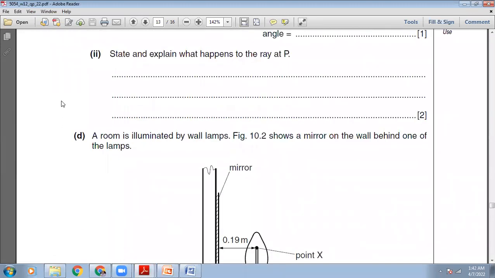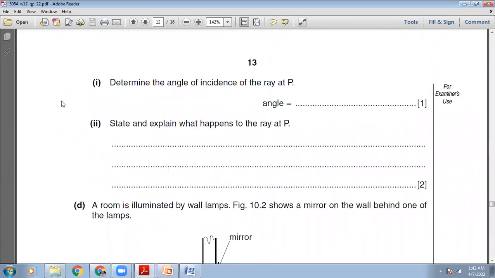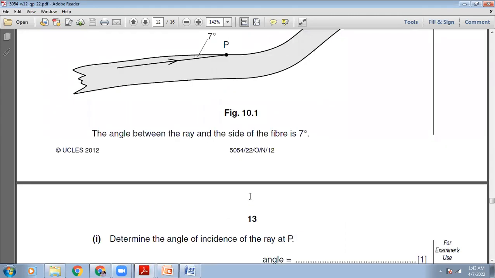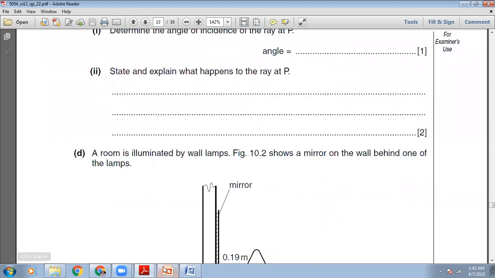Okay, the next thing: state and explain what happens to the ray at P. So the ray at P does not come out into the air, but here the angle of incidence in the dense medium is more than the critical angle. So the process of total internal reflection takes place and the light is reflected here. So that is the question. It's a 2 marks question.